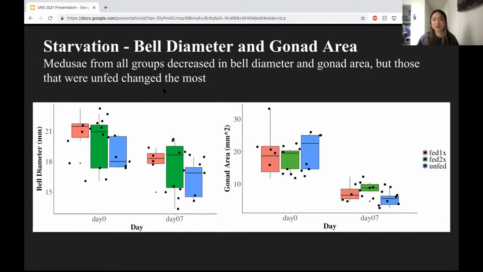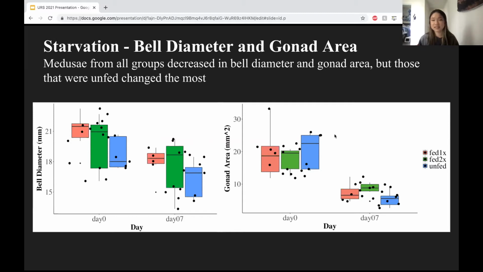So then here are some results. For the starvation experiment, contrary to what we thought we were going to see, where the ones that were fed more would show an increase in diameter, and ones that were a little bit starved would show an increase in gonad area, we actually saw that all of them decreased in bell diameter and gonad area. This could be due to a lot of different reasons, because one, we found that maybe we just didn't feed them enough, so all of them were basically just starved, and then also there wasn't any water circulation, so they might not have encountered their prey.